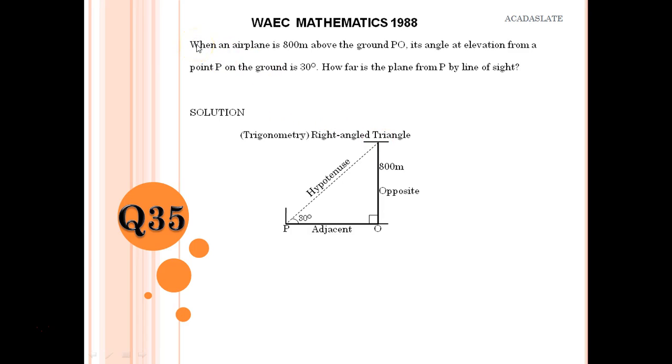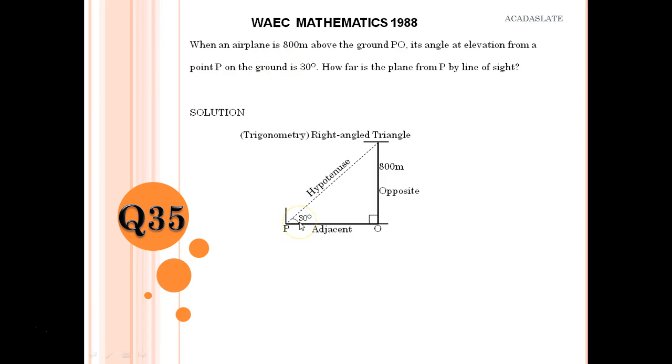We are told that when an aeroplane is 800 meters above the ground PO. Now, this is a ground PO representing here, and the aeroplane is 800 meters above. So this is where the aeroplane lies here. The aeroplane is at this point. And you are told that its angle of elevation from point P is 30 degrees. Where is point P? Point P is on the ground. And this is point P here.